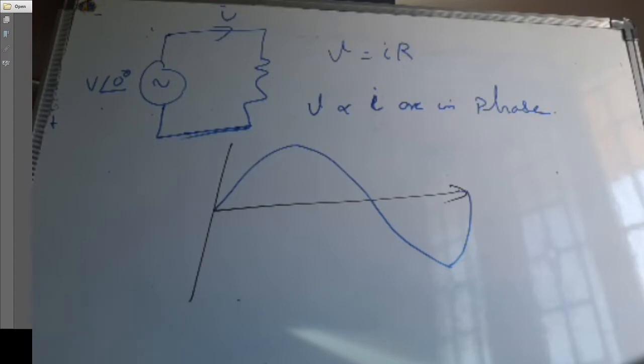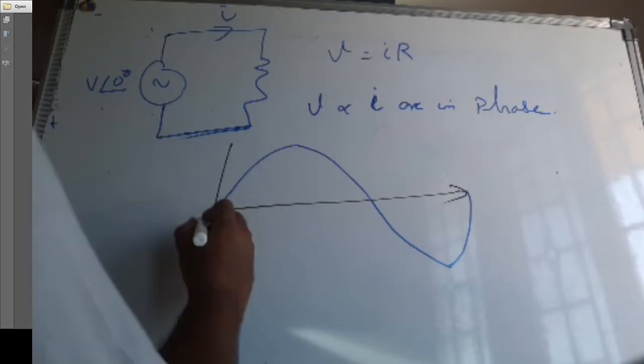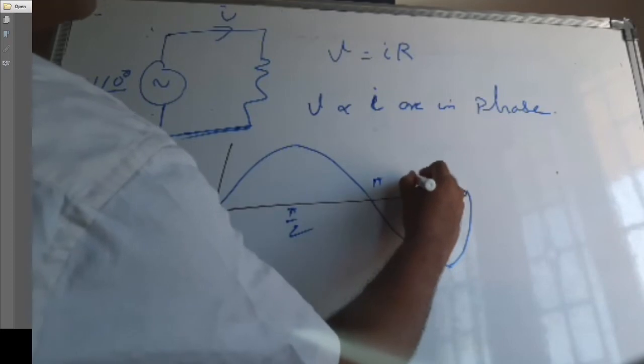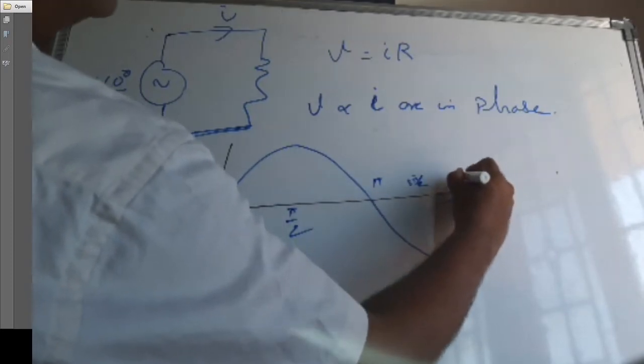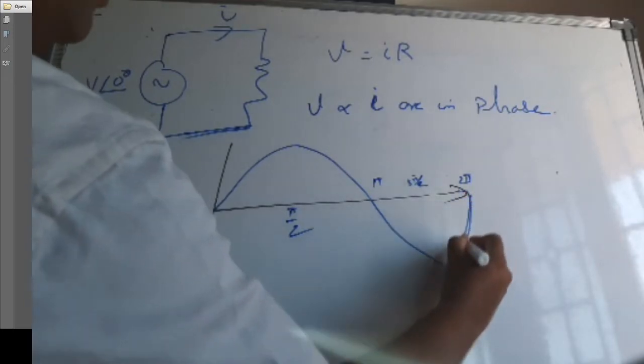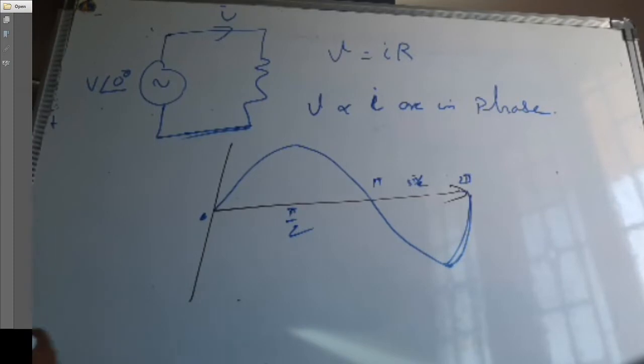So this is the case, okay. You can note it down. So this is 0, pi by 2, pi, 2 pi. Okay. This is the case. The waveform may not look nice, but definitely try to think of it as looking like a sine wave.